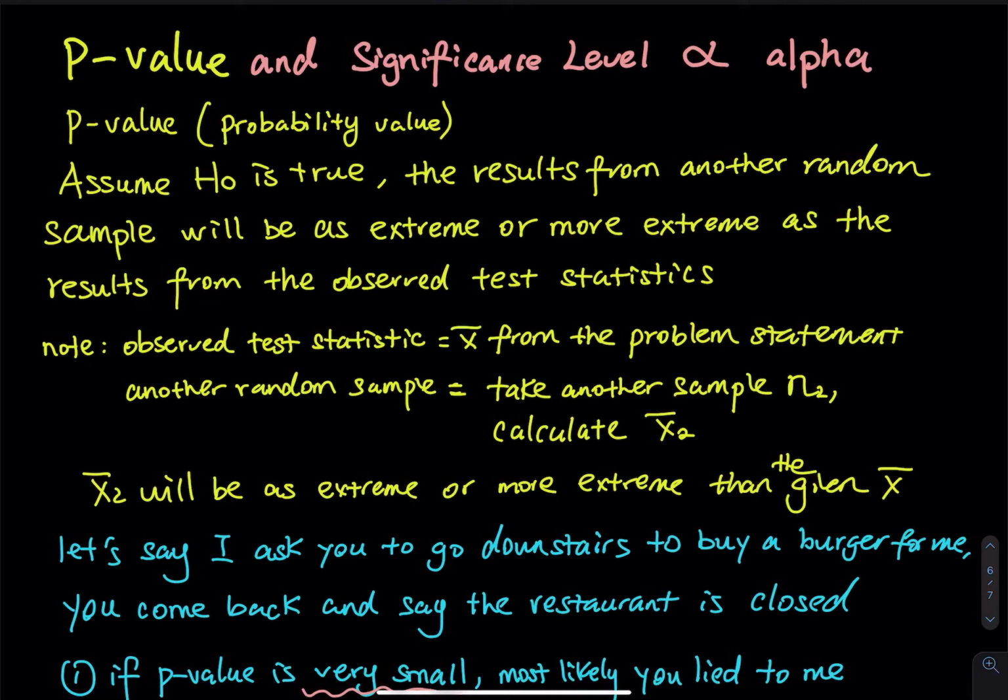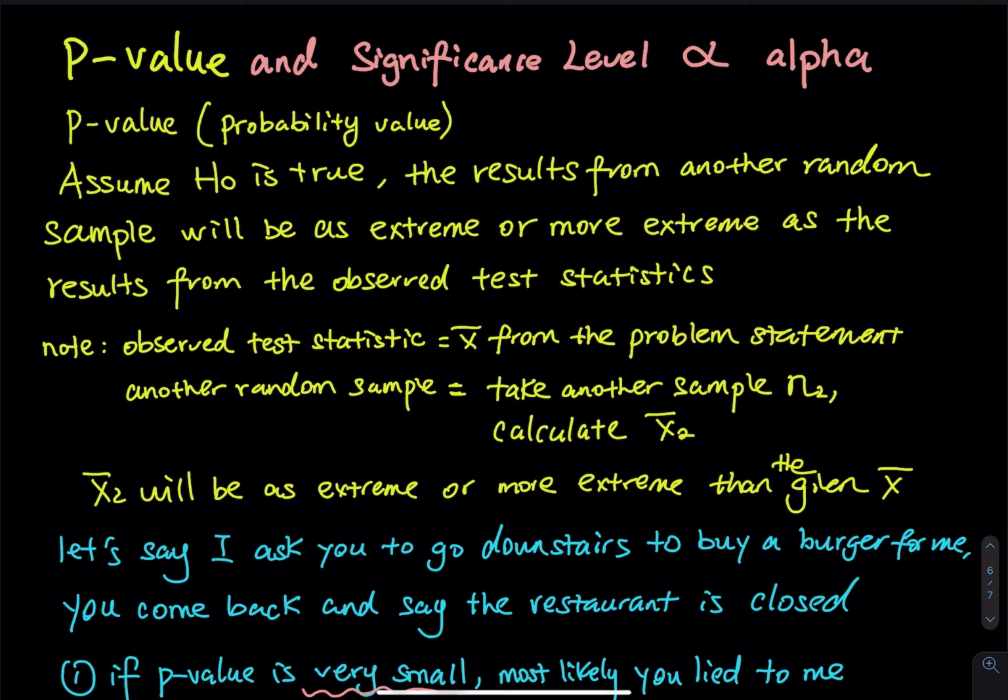Let's talk about p-value and significance level alpha. P-value, the P stands for probability value. Assume H naught is true, the results from another random sample will be as extreme or more extreme as the result from the observed test statistic. So in this definition, the observed test statistic is the X bar you obtain from the problem statement.